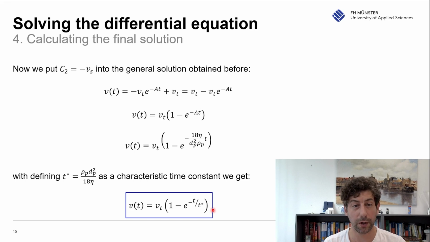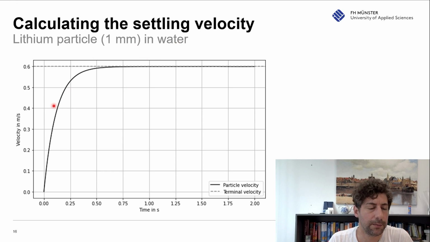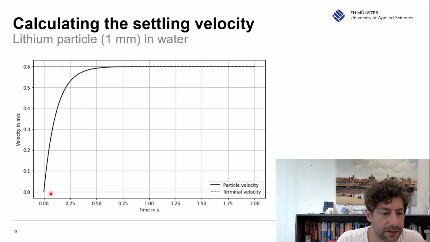You can just work with the equation and the solution, or as I showed here, you go step by step and solve the equation by yourself, which I think is worth doing to get a little more understanding. And now we can plot this, and this is for a lithium particle of 1 millimeter in water, which is quite a large one, but just because the numbers look nice. What you see here is the velocity of the particle. You see the acceleration, and then at one point this is the terminal velocity, and you see how it reaches the terminal velocity quite fast, within half a second.